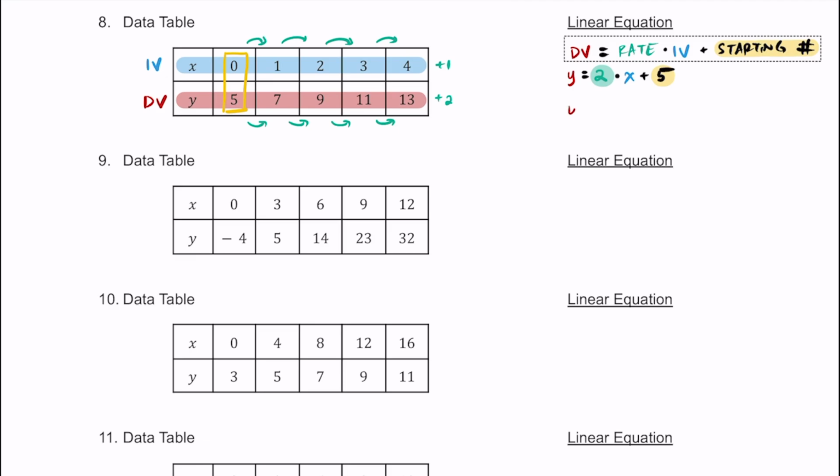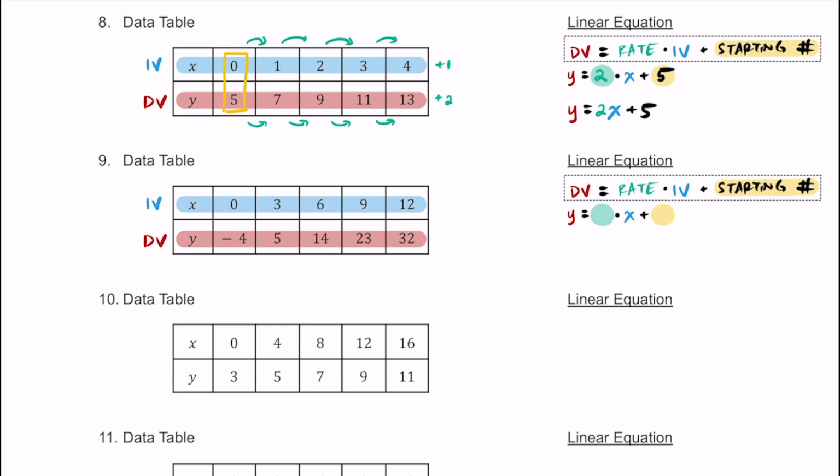So simplifying and writing our linear equation, we could write y is equal to 2 times x, or just 2x rather, and then +5. This would be our most simplified linear equation. So if you take all these x values and you multiply them by 2, and then you add 5, you'll get each of these y values.